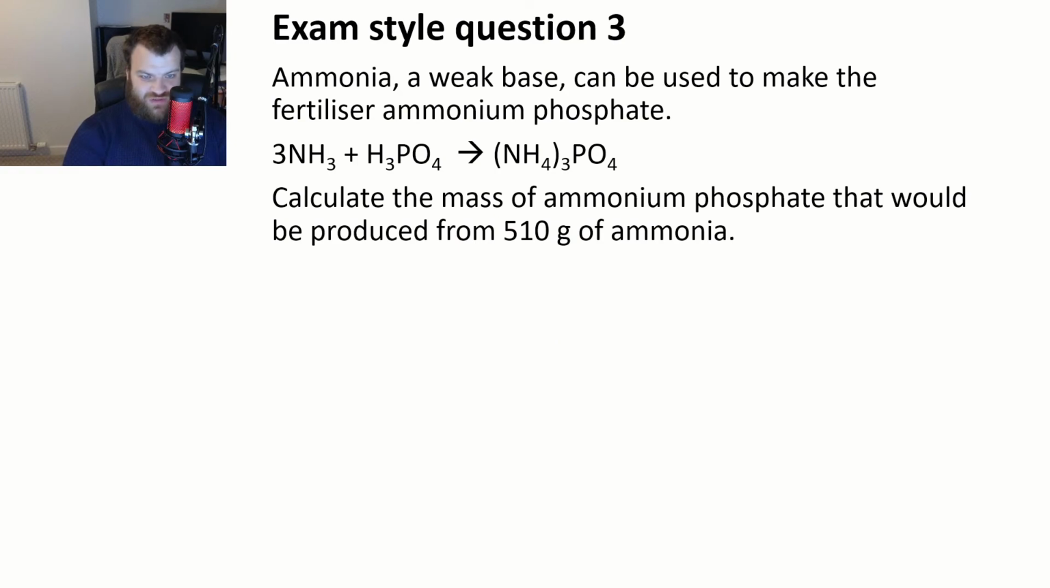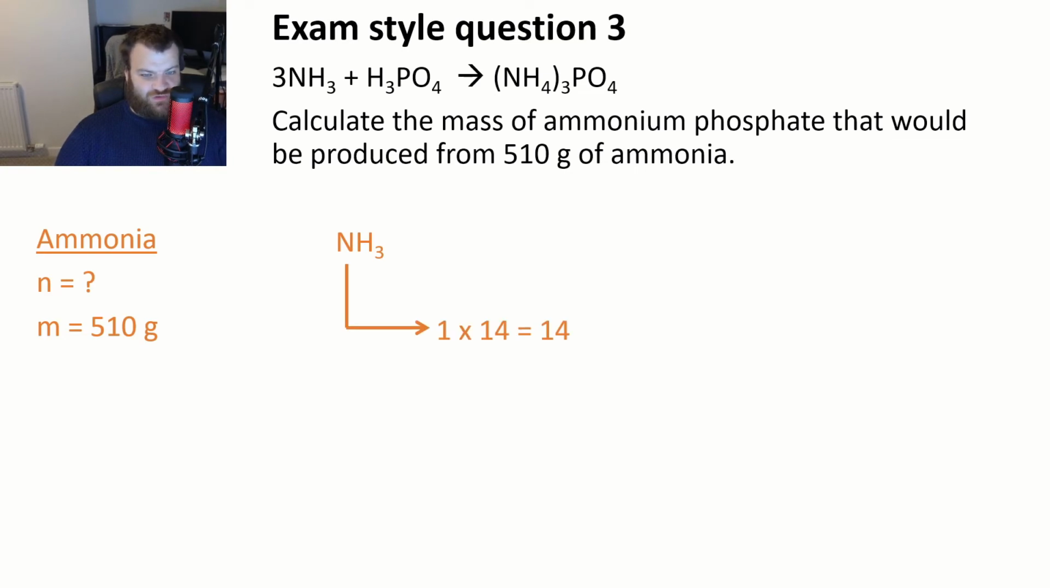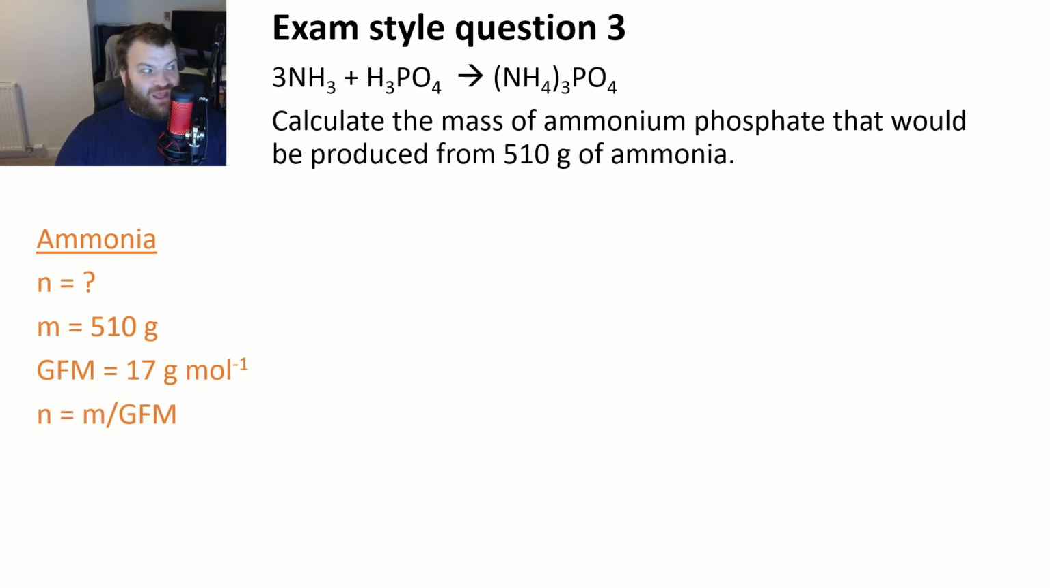In our final question, we're asked about ammonia and ammonium phosphate. We're asked to calculate the mass of ammonium phosphate that would be produced from 510 grams of ammonia. We're going to start off with ammonia because we're given our mass in the question. We are going to work out the number of moles. To do so, we need the GFM. 1 nitrogen is 14. Hydrogen, 3 ones are 3, giving us a GFM of 17 grams per mole. Use N equals M over GFM. 510 divided by 17 gives you 30 moles.